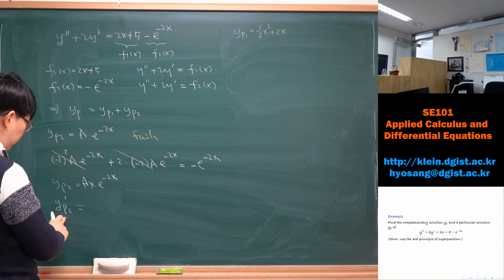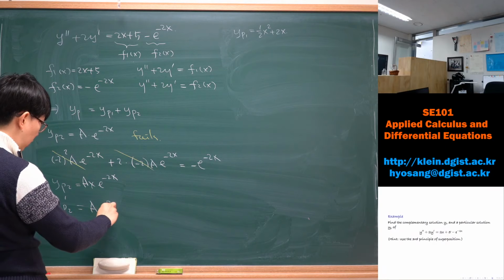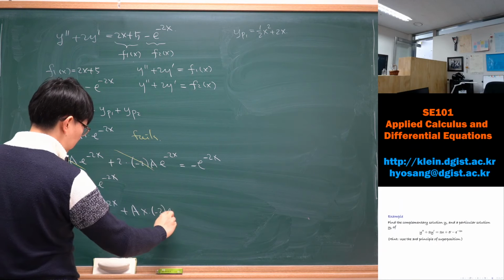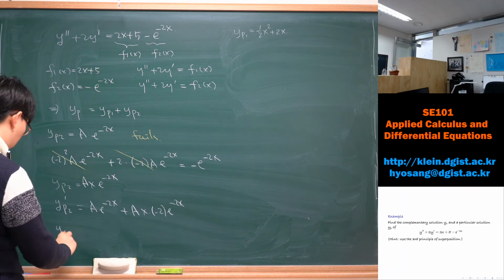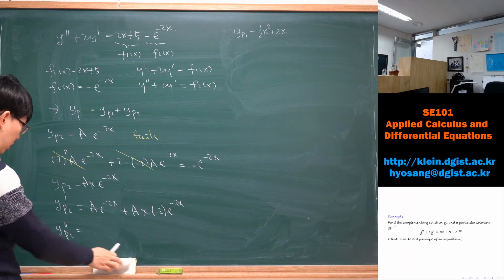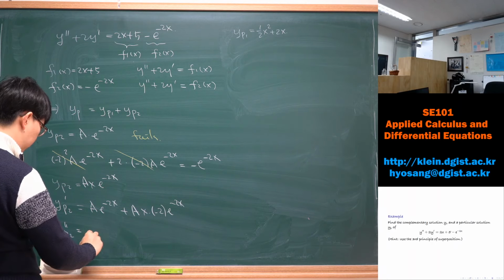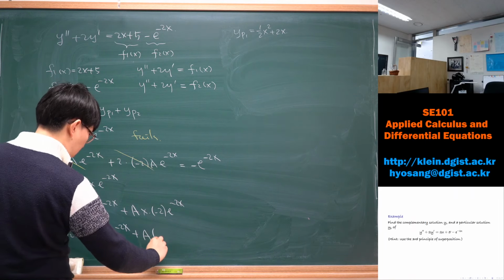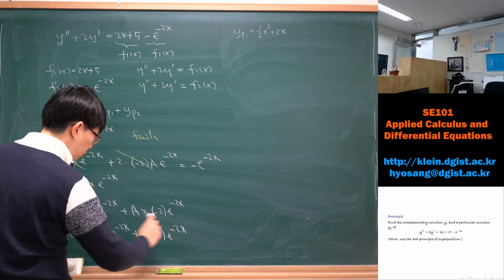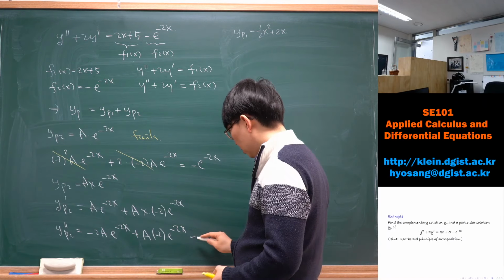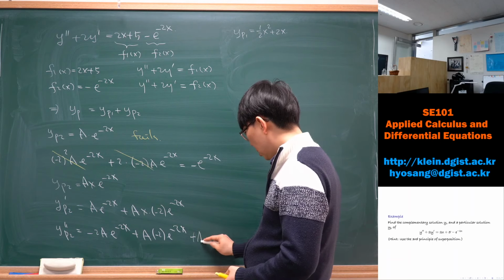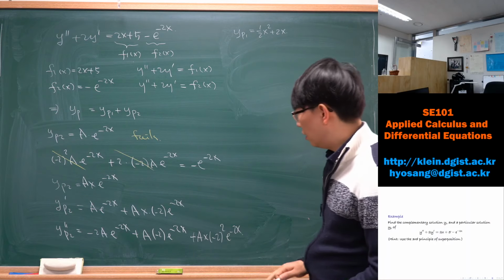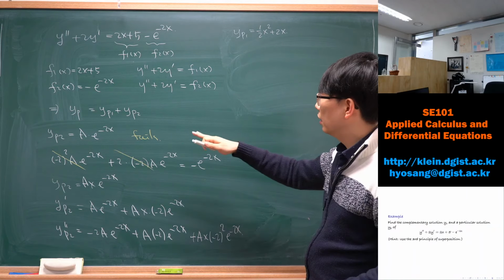Now the derivative is a little bit complicated, so let me write down the process here. When I take the first derivative, I get a e to the negative 2x plus a x times negative 2 e to the negative 2x. And yp2 double prime is minus 2a e to the negative 2x plus a minus 2 e to the negative 2x, plus ax times minus 2 squared e to the negative 2x. So let's plug into the equation here.